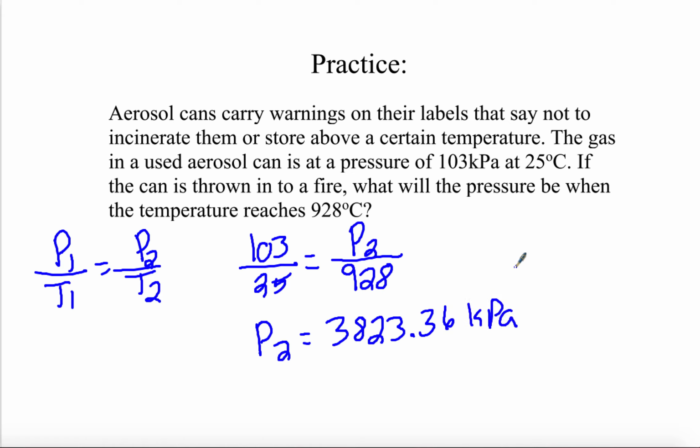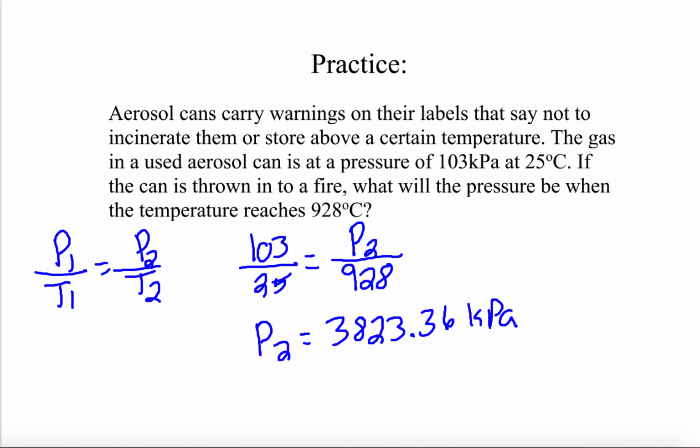This is why it's so dangerous to throw these cans into a fire, because you can see the pressure of that gas in the can is really, really high, which is why they tend to explode, and it can be pretty dangerous. And once again, you can see this pattern: the temperature increased, so the pressure should have as well, because they have that exact same relationship.